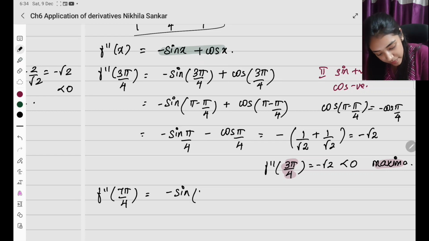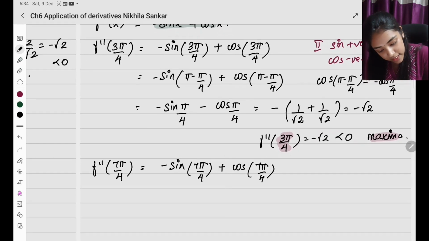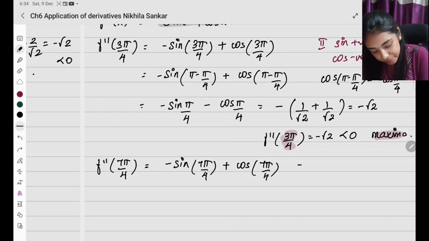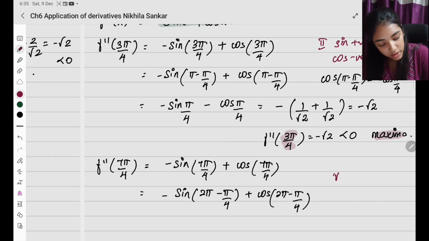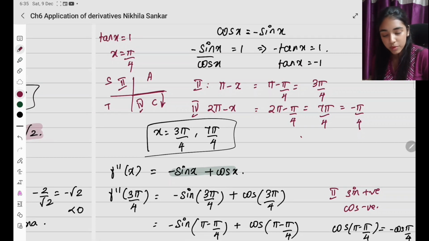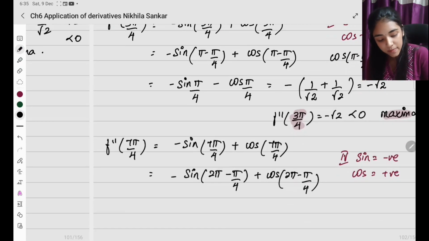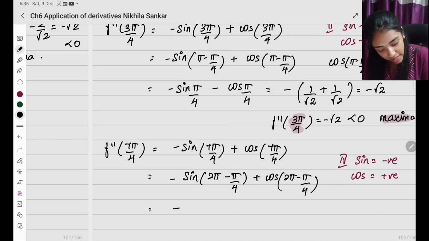So I have sine of 7 pi by 4 plus cos of 7 pi by 4. This I can rewrite as minus sine of 2 pi minus pi by 4 plus cos of 2 pi minus pi divided by 4. We are talking about the fourth quadrant. In the fourth quadrant sine is going to be negative and cos is going to be positive. Correct? In all silver teacups, cos is positive in the fourth quadrant and sine is negative. So sine is negative, so I already have a minus, and this is going to be minus sine pi by 4 plus cos is positive, so I have cos pi divided by 4.